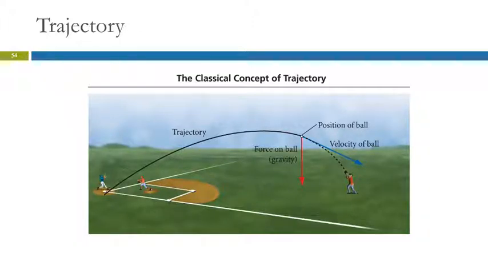So this is classical physics. Baseball player hits a ball. You can know its trajectory. You can know the velocity of the ball. You can know the force acting on the ball. You can predict where it's going to land. You may not have thought about this, but being able to catch a ball, you are doing classical physics in your head. You are predicting where that ball is going to land.